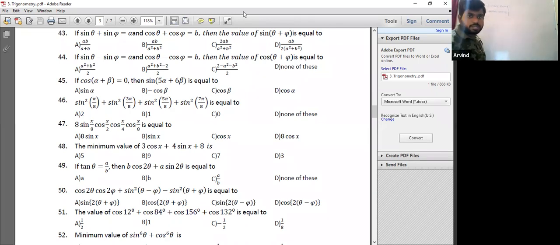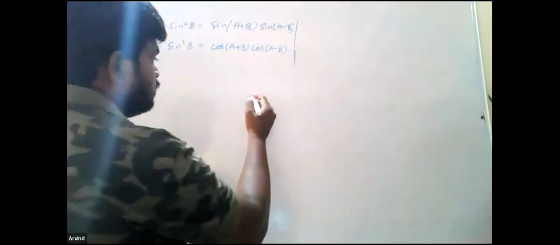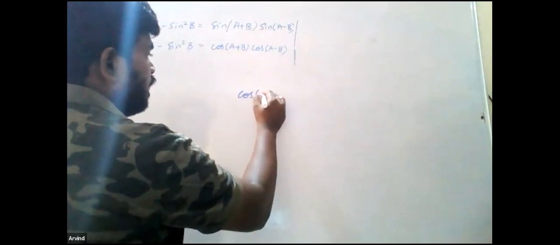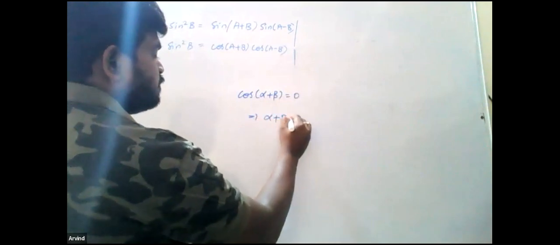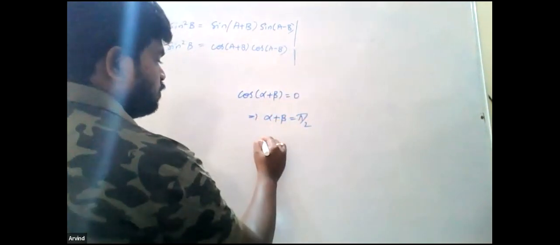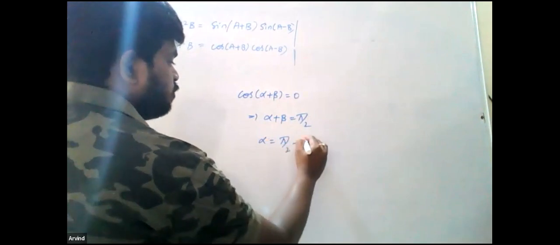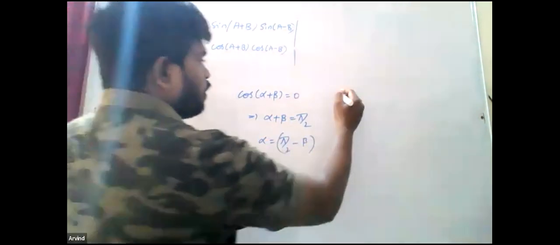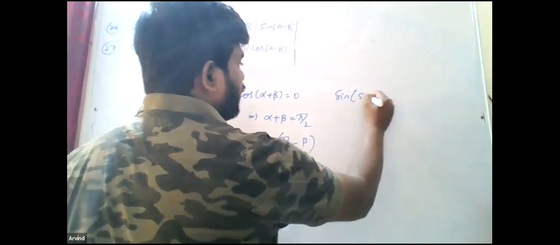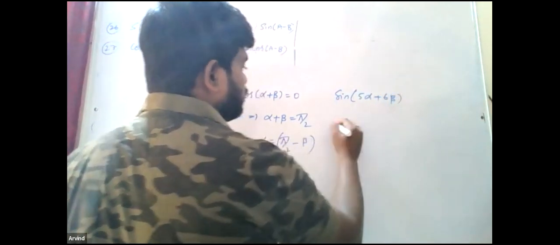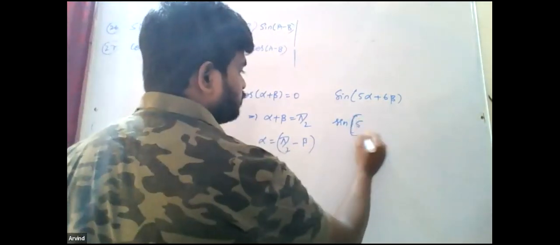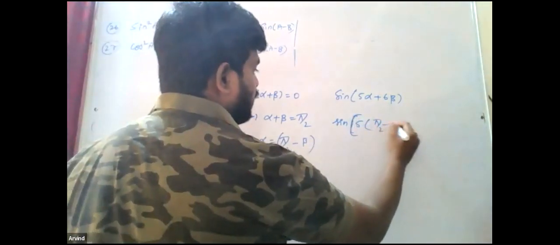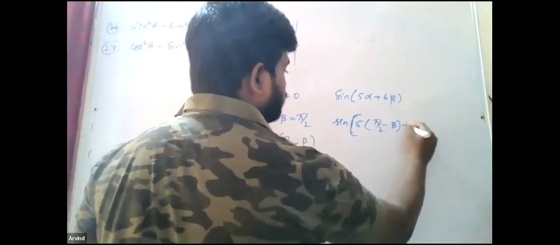I'll just stop sharing and I'll give you the hint. So cos of alpha plus beta is equal to 0 implies alpha plus beta is pi by 2, which implies alpha is equal to pi by 2 minus beta. Now substitute in the value of sin of 5 alpha plus 6 beta. So sin of 5 times pi by 2 minus beta, sir, is it cos beta? Plus 6 beta.